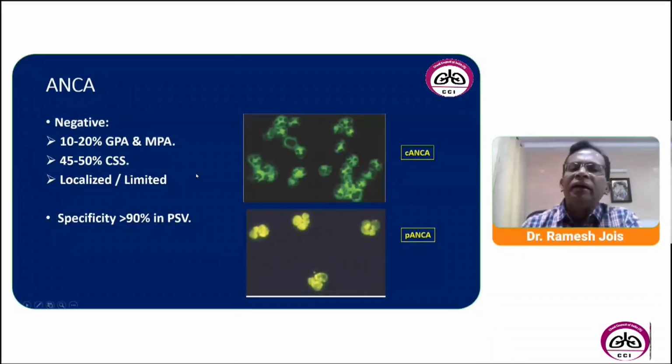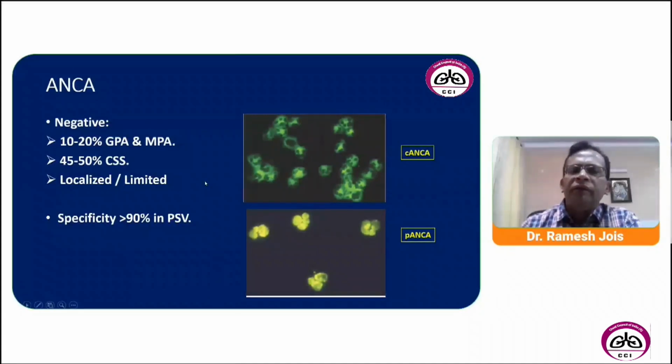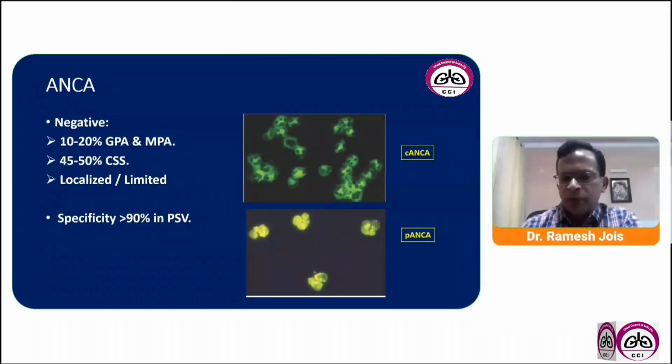So obviously, an ANCA negativity does not exclude GPA. It's also important to understand that a lot of patients with limited disease or localized disease to one organ can be ANCA negative. And it can also be negative in diffuse disease in roughly about 20% of the patients. But when it is positive in the right clinical scenario, the specificity is more than 90%.